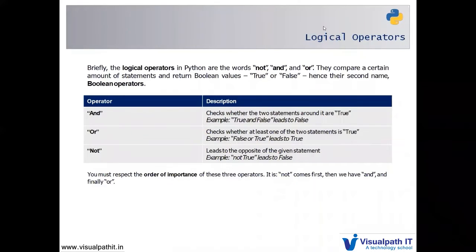Logical operators. The logical operators in Python are the words not, and, or. They compare a certain amount of statements and return Boolean values, true or false. So to test a logical operator, we need at least two expressions, one on the left side and one on the right side. Let us look at this from an example.